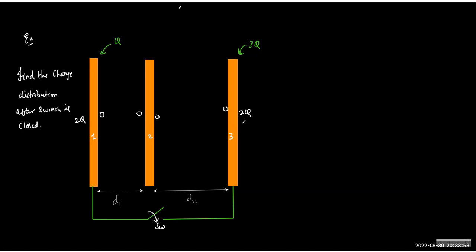Please explain this part again. The total charge is how much? 4Q. Yes, 1 and 3 together will conserve all the 4Q. Already 4Q is there. What is left to distribute? Nothing. Okay, means we take 1 and 3 whole as 1.